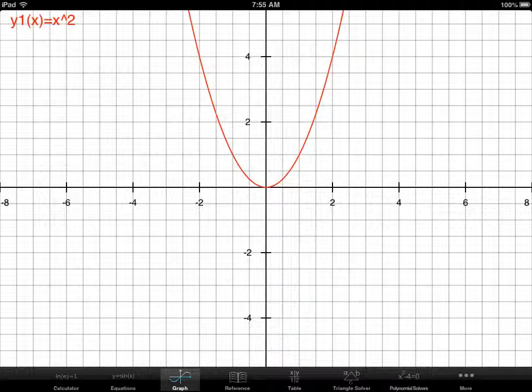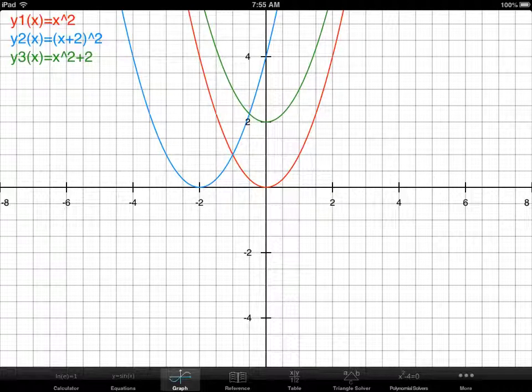Here I have a graph of y equals x squared. I'll rewrite that without the graphing calculator notation. We simply have y equals x squared. And you'll notice that this is a quadratic function, and it's a parabola that opens up and has its vertex at the origin. Now let's take a look at a few translations of this graph.